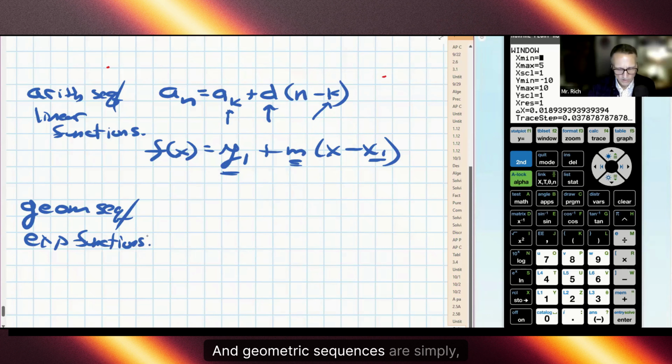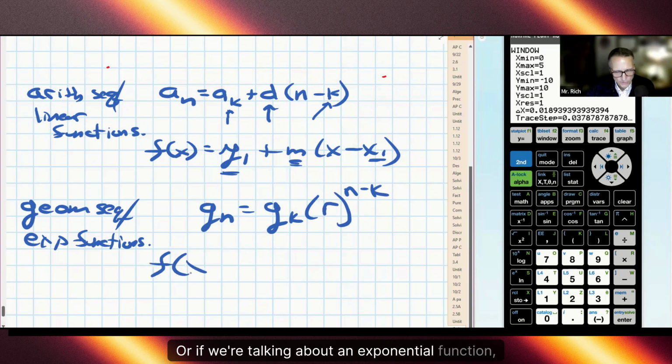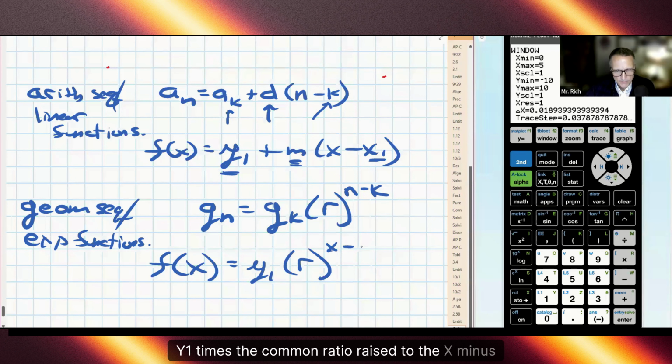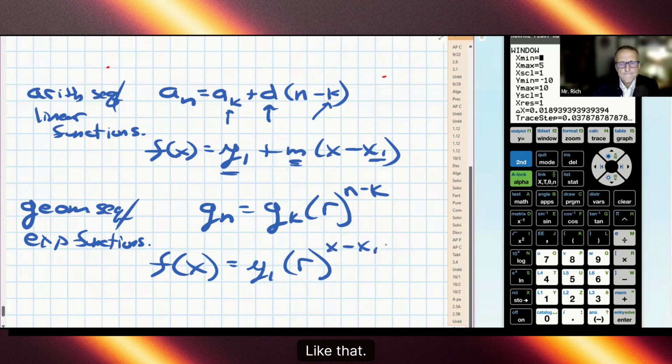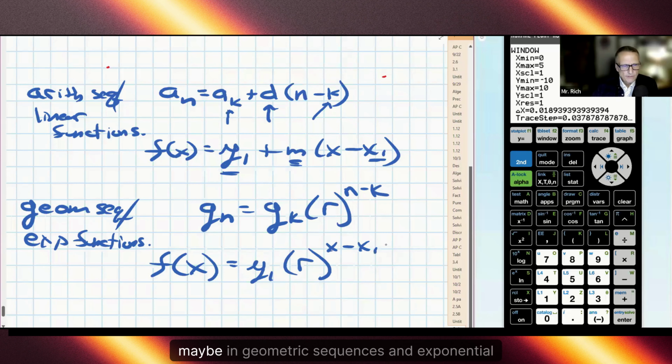And geometric sequences are simply discrete exponential functions. The nth term of a geometric sequence is written like this. You take any of the terms in the sequence, g_k, times the common ratio raised to the n minus k. Or if we're talking about an exponential function, you could write it like this: y1 times the common ratio raised to the x minus x1, like that. And the only hard part maybe in geometric sequences and exponential functions is finding the value of that common ratio.